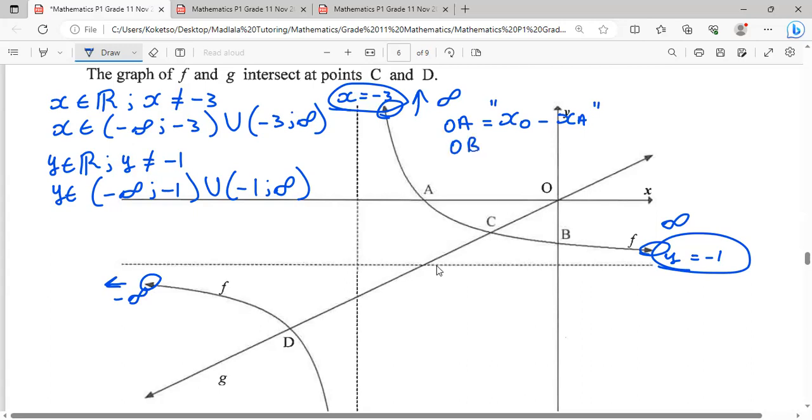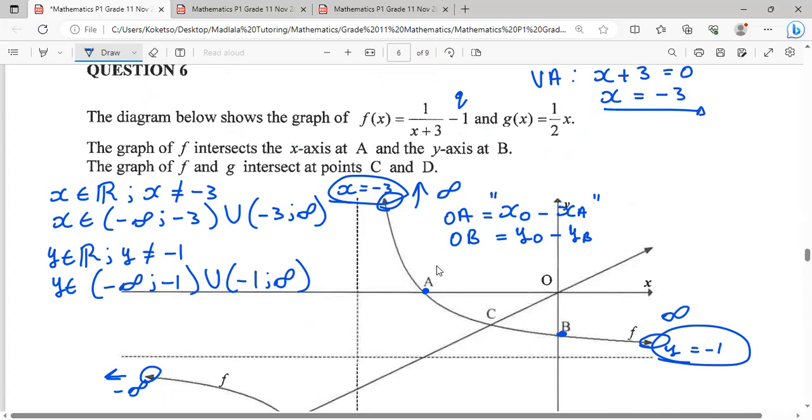Because it's a vertical length, you only focus on y values. So you need to know the x coordinate at A and also the x coordinate at B. Now, we said A is going to be the x-intercept of your hyperbolic function, so we need to determine the coordinates of the x-intercept.